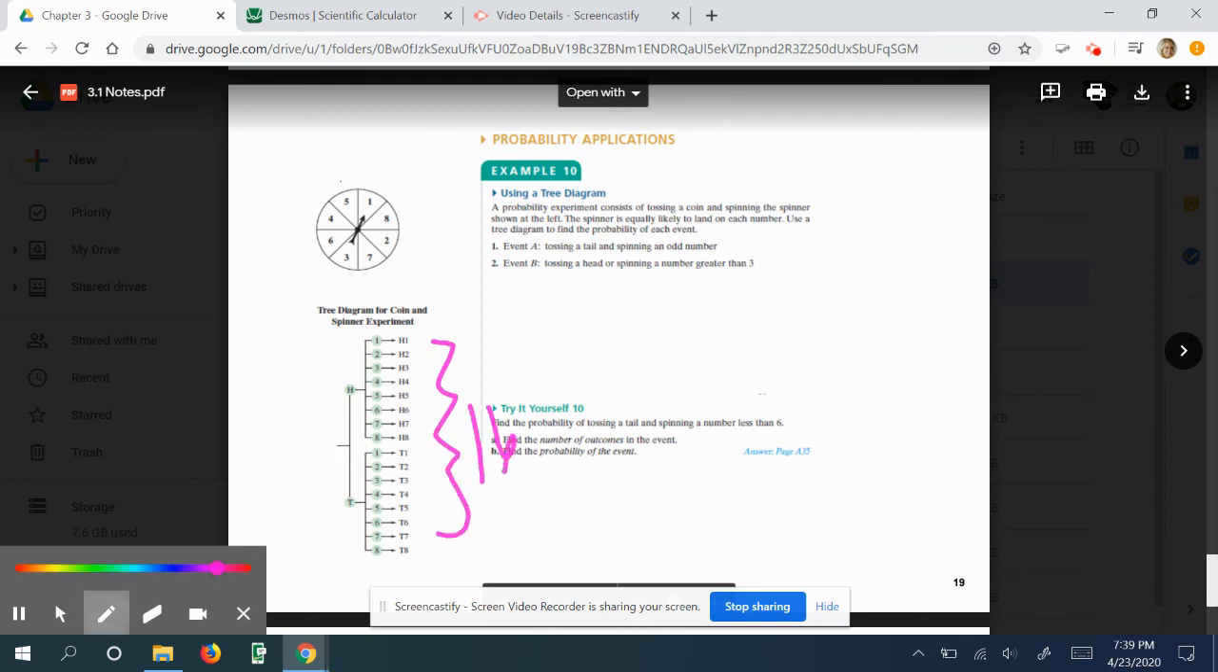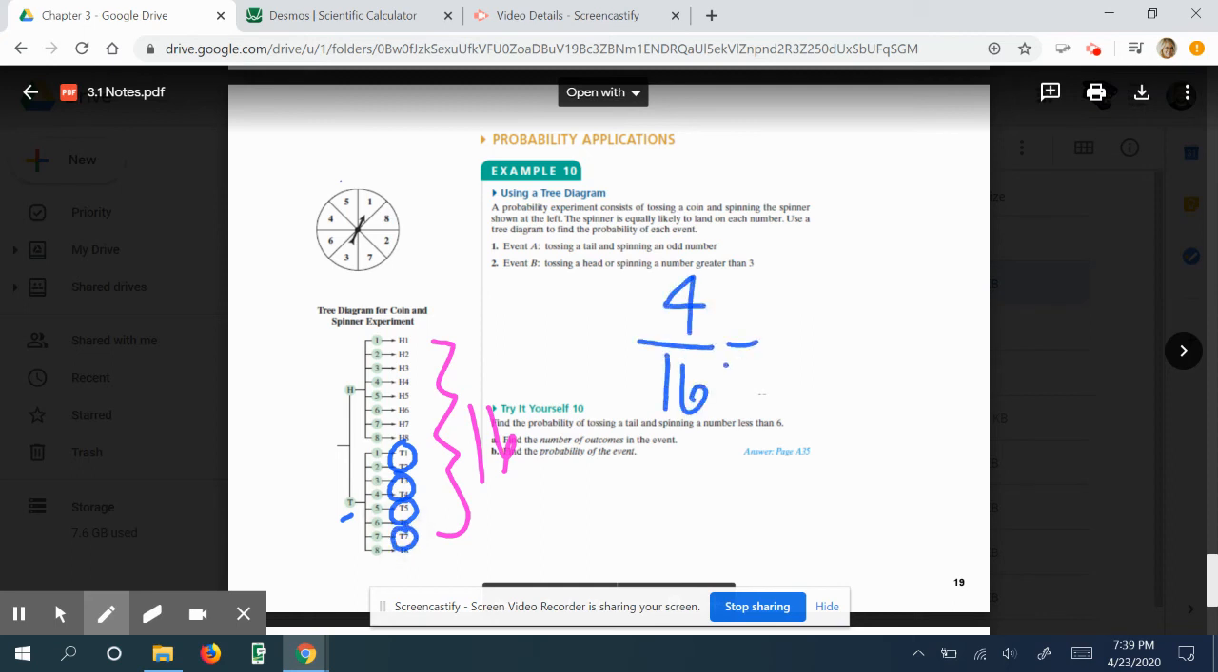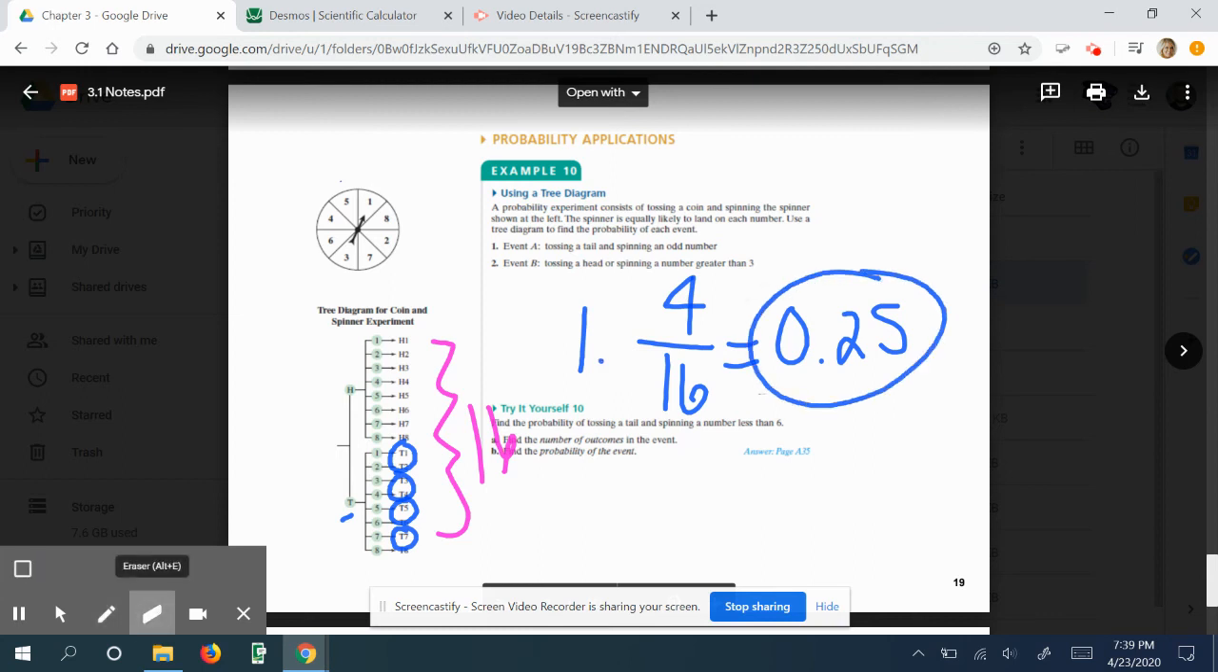Okay, so event A says that tossing a tails and spinning an odd number. So for sure we go to tails, and now we need odd numbers. So that would be tails in 1, tails in 3, tails in 5, or tails in 7, which would be 4 out of 16, which would be 0.25. So that's for number 1, okay? 0.25.